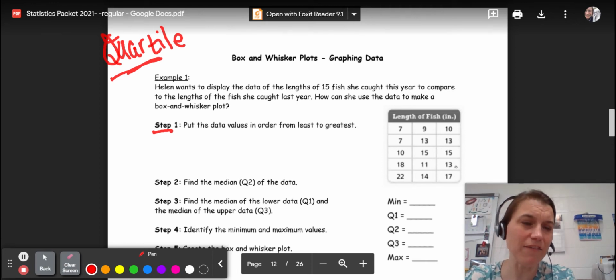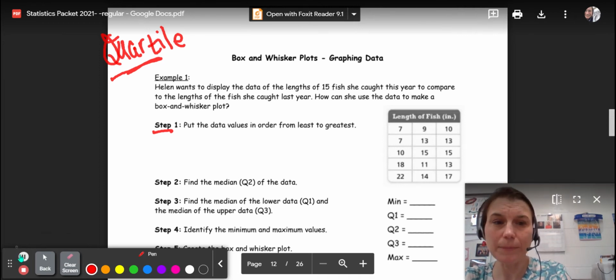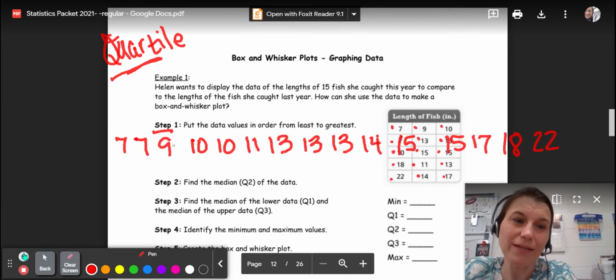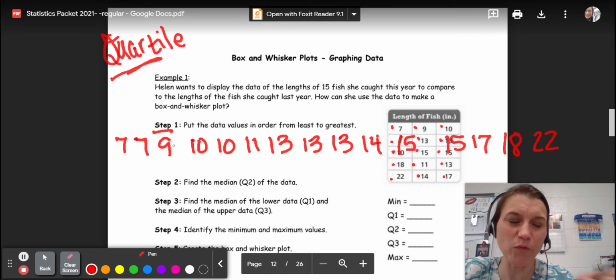So I'm going to take the data values out of the table and list them in order from least to greatest. So I would pause now and do that. Go ahead and do that now on your own. Okay, so you can see that I didn't space my numbers really well, and I end up having it right over top of the chart. I'm sorry about that, but hopefully yours are nice and neat.